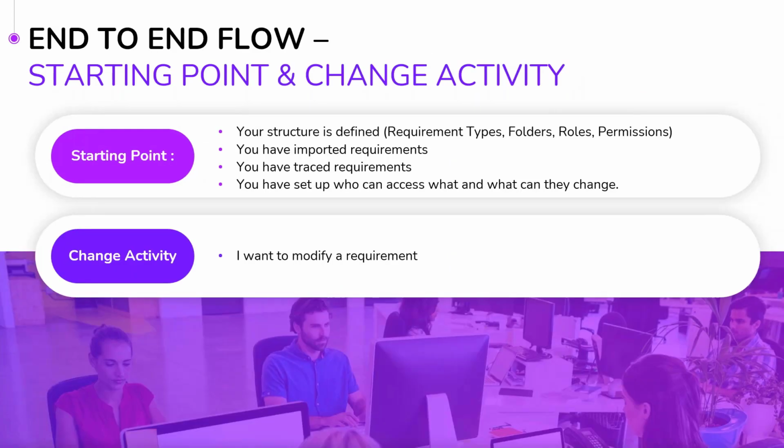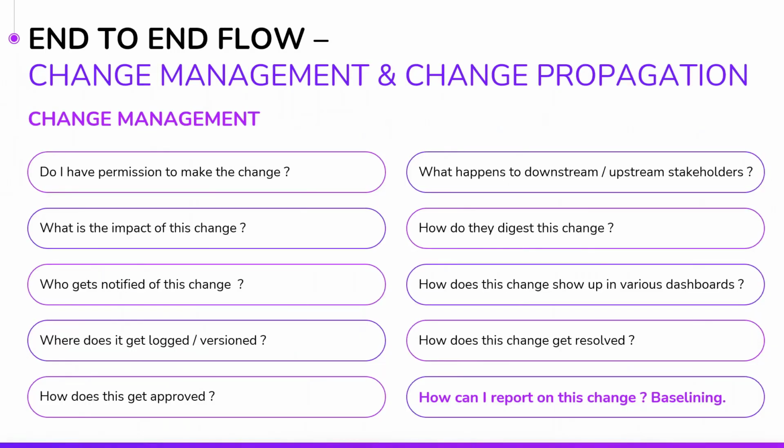So just to talk to this concept, right? Your starting point is you define a structure for your project, import your requirements, trace them, set up access roles, and then when you want to modify a requirement, how does that work, right? So if you go to this next slide, the first thing is, do you have permission to make the change? Like we said, we don't want everybody and anybody to be able to change any requirement, because then it becomes too chaotic, right?